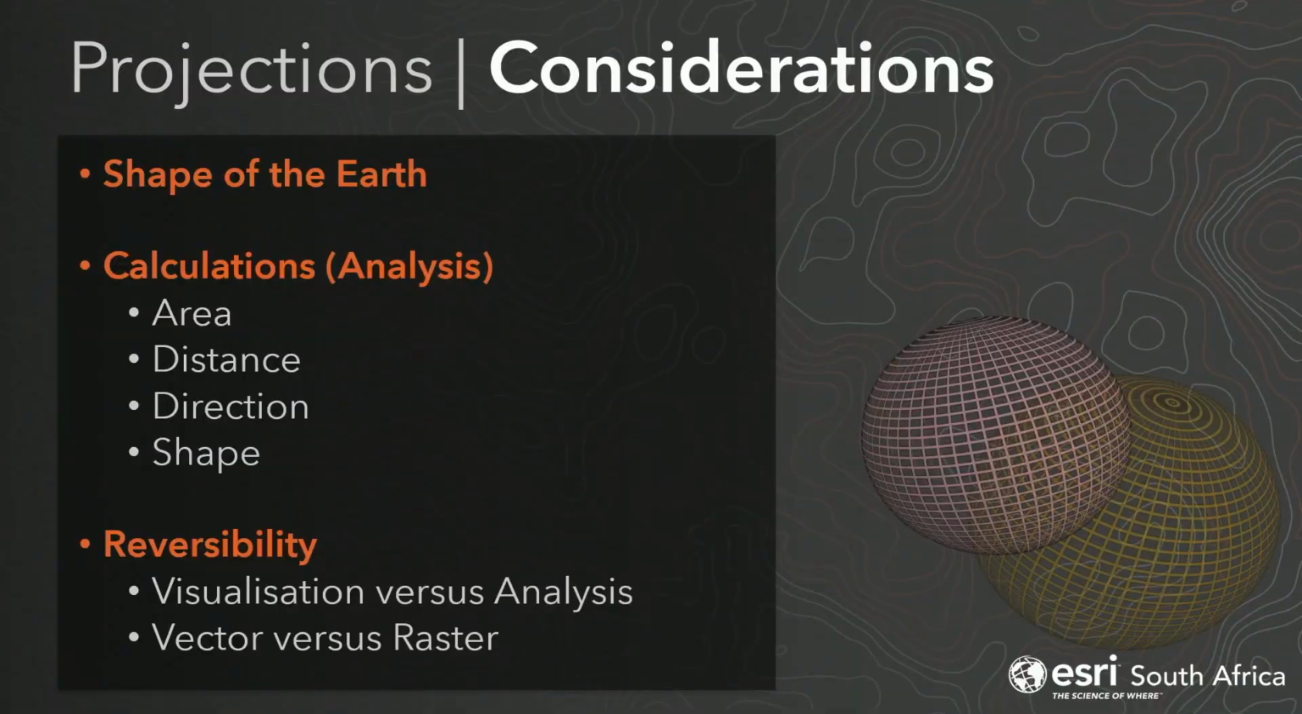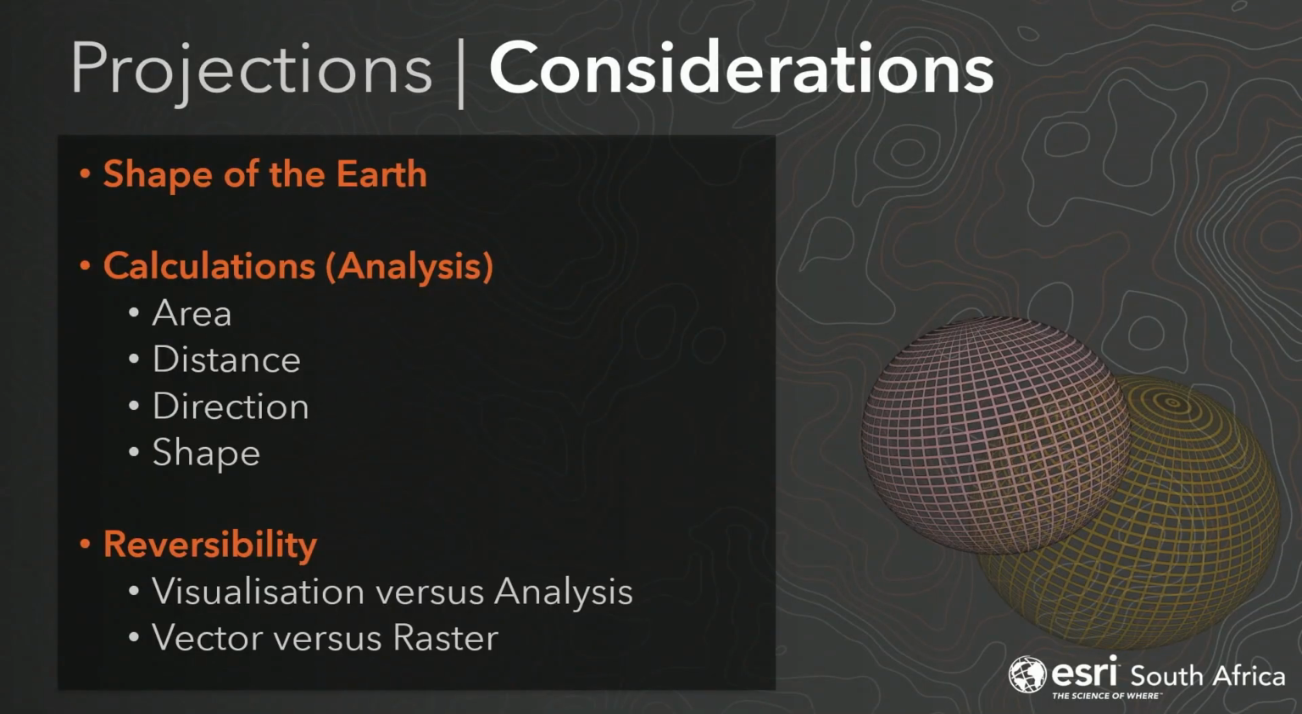South Africa. Some of the other considerations are, what's the shape of the Earth? So when I say that, I mean what shape of the Earth are we using? What area of the world are we mapping in? Because that will determine what definition of the Earth's surface we are using. And then, as I've already said, what are we trying to maintain? Is it area, distance, direction, or shape?